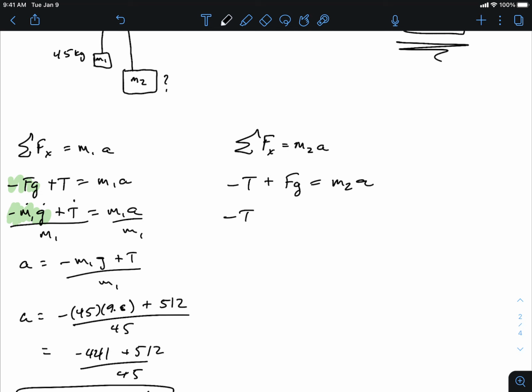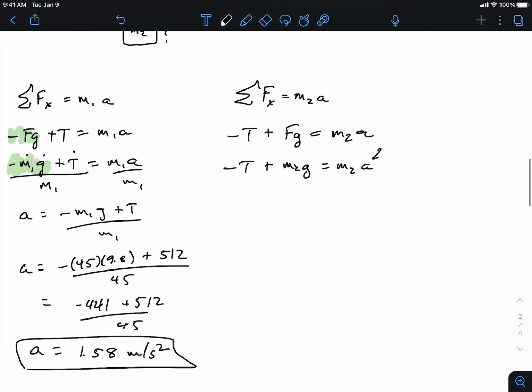So we have negative tension plus M2G, sorry, is equal to M2A. You know what A is now, we just found it. Let's plug in some numbers. We know tension: it's negative 512, plus M2, which we don't know, times 9.8, is equal to 1.58 M2. Oh, there's something clever going on here. Well, not really clever. We've already seen it.